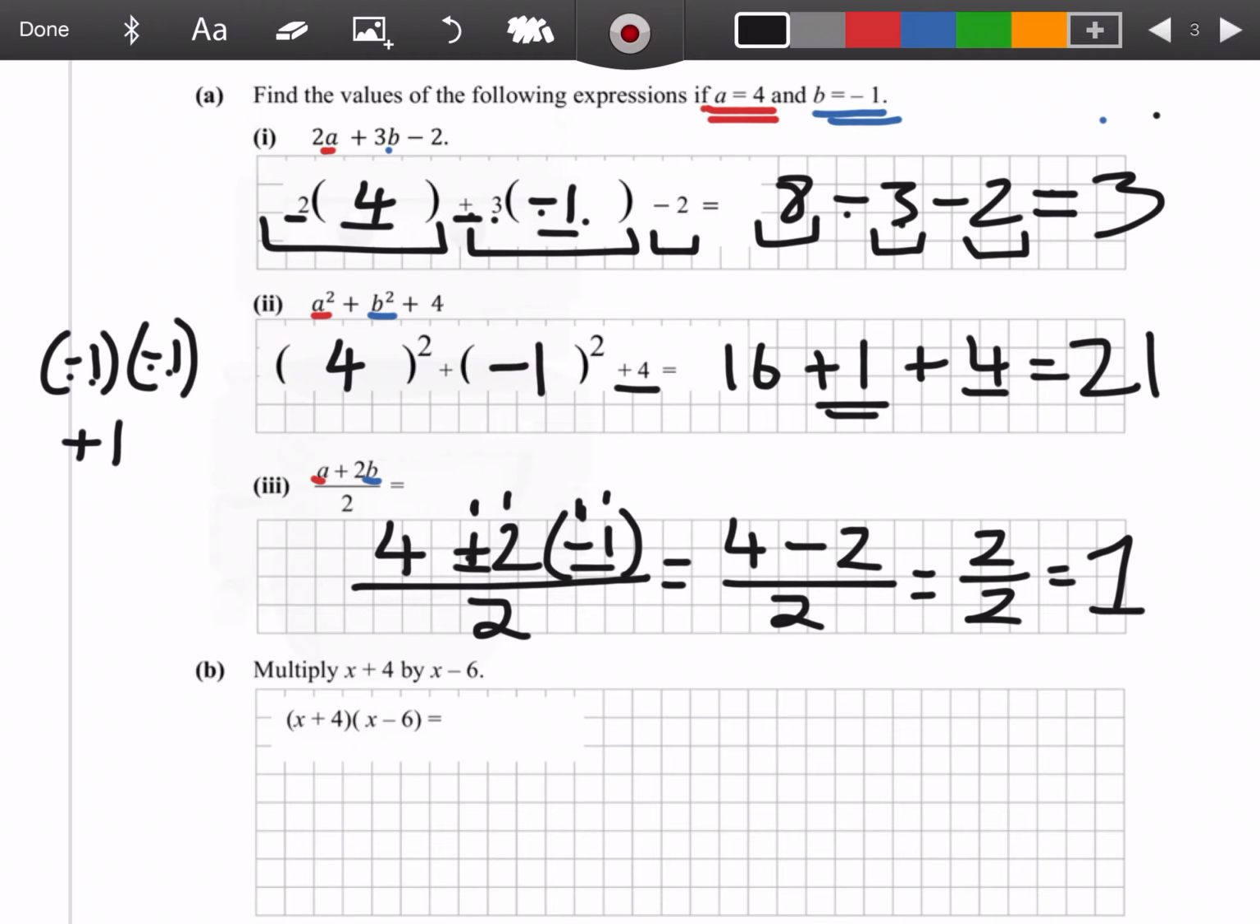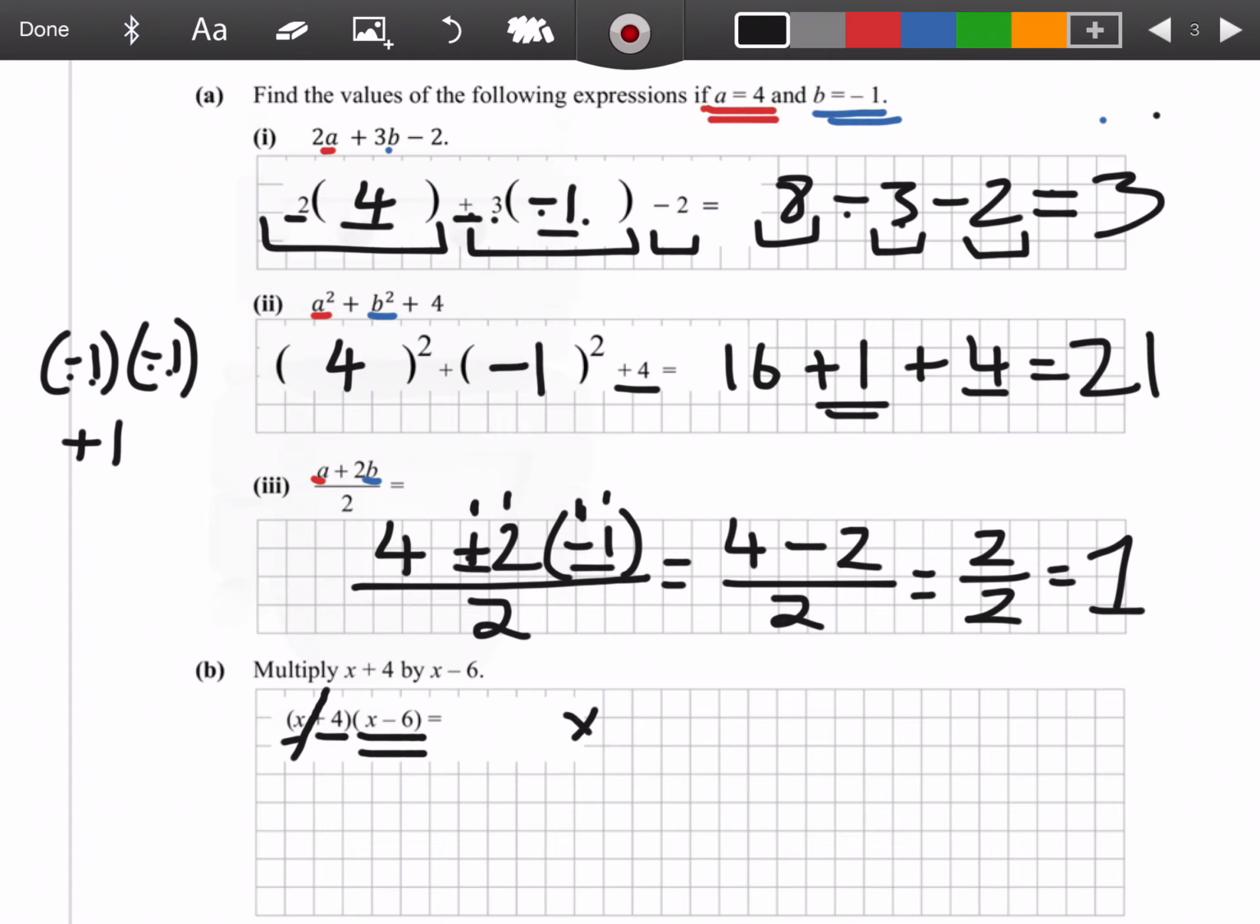And then last part on this question. Multiply x plus 4 by x minus 6. I've got two sets of brackets beside one another. So we remember what we do. We split the brackets. I take the first part, I multiply it by everything in the second. I take the second part, I multiply it by everything in the second. Remember, the signs have to stick with the letter or the number that they are in front of.